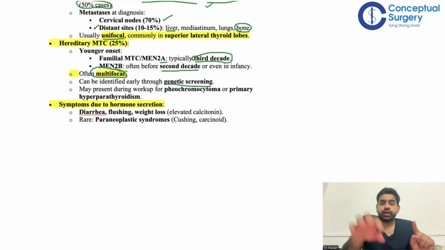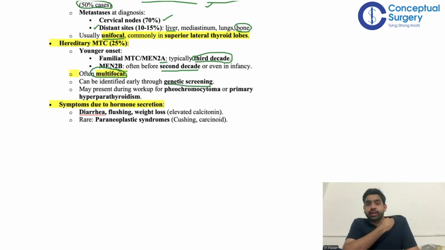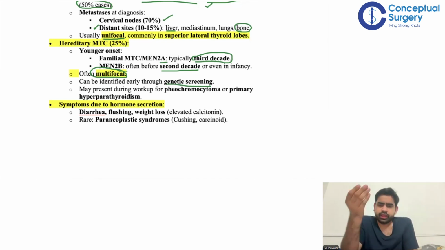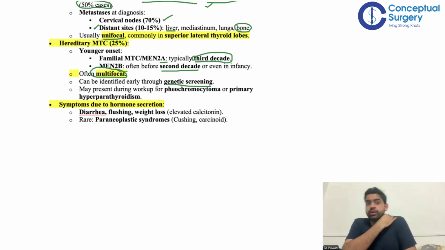So what we can do is a genetic screening. Genetic screening can basically help you in this. We look for the RET proto-oncogene, and that is how we can diagnose these particular patients a bit early. It may present during the workup for pheochromocytoma or primary hyperparathyroidism.